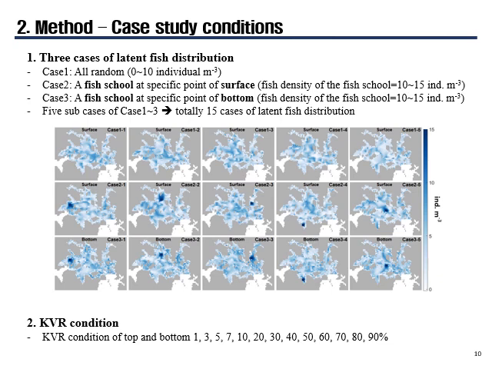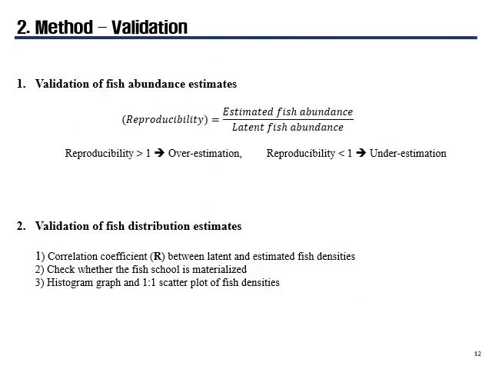And we considered the known value ratio from 1 to 90%, for top and bottom, both of them. We validate the fish abundance using reproducibility, following this equation. If the reproducibility is over 1, it means overestimation. If it is less than 1, it means underestimation. And we validate the fish distribution estimates by the correlation coefficient and check whether the fish school is materialized or not by visual inspection, histograms, and scatter plots of fish densities.